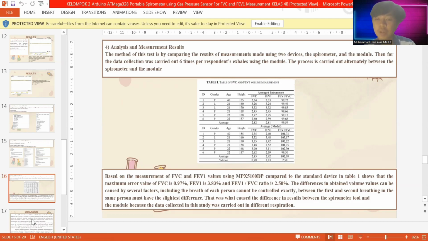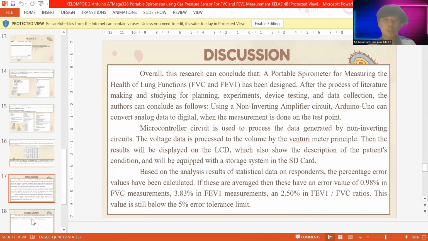and 2.50%. The difference in volume value can be caused by several factors, including that the breath of a person cannot be actually controlled between the first and second breathing, with slight differences. That is what causes the difference in result between the spirometer tools and the module, because the data collected in the study was carried out in different distributions.